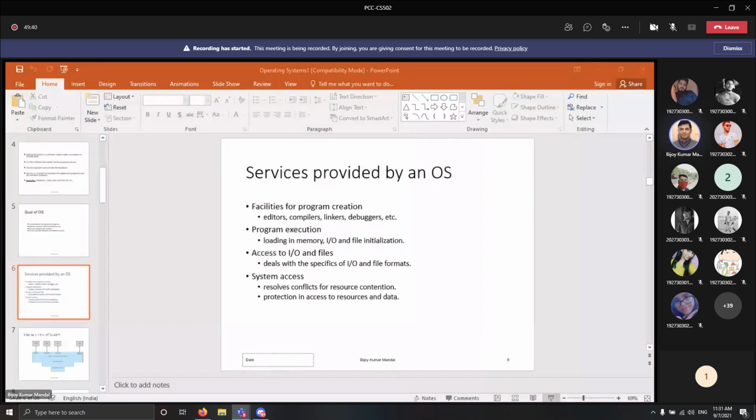Now it is okay, my dear? Yes, sir. Good. Any query, my dear? This is the graphical structure of the operating system: application program, system program, operating system and hardware.